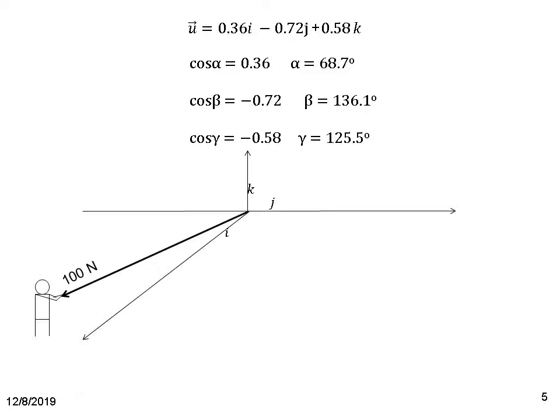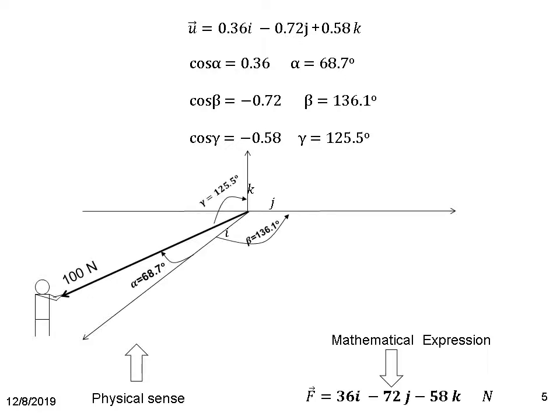In this manner, we can express a physical problem as mathematical expressions. So the physical sense is that a magnitude is given which is acting at different angles to the reference axes, which is expressed as 36I minus 72J minus 58K Newton, where I, J, and K are basis vectors of the reference axes.